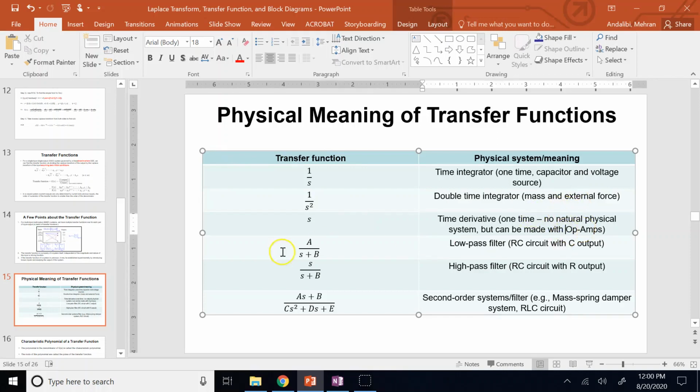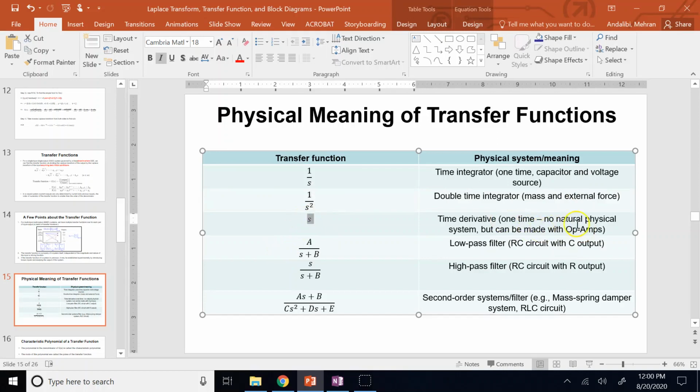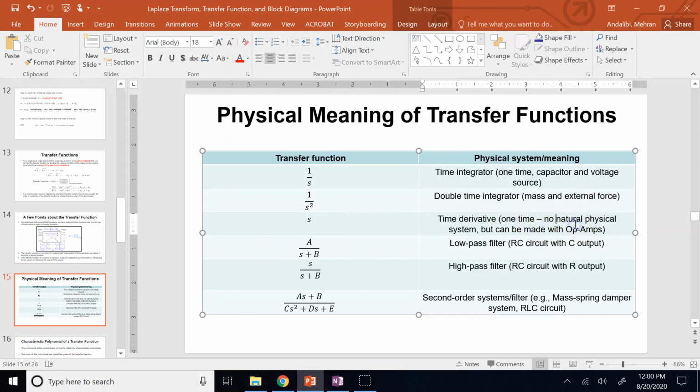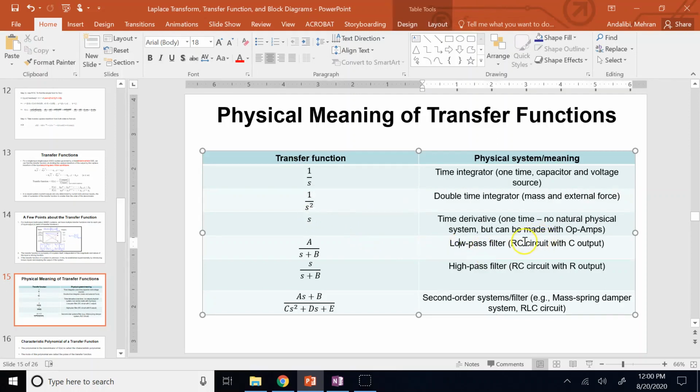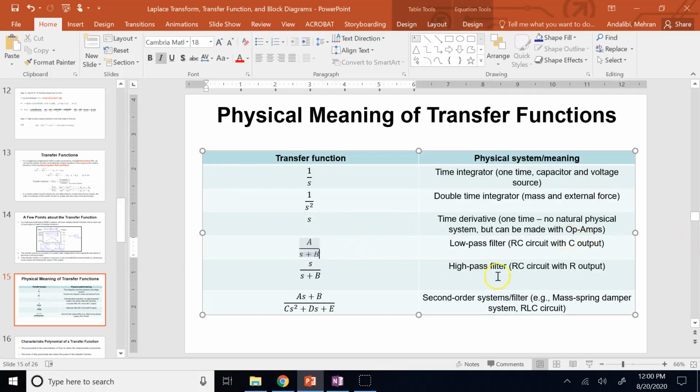No physical system can do s because it's not causal, but with op-amps, operational amplifiers, with transistors, you can approximately make this. If you have an RC circuit, resistor capacitor with capacitor output, you can make a low-pass filter. If you put the resistor as the output, you can make a high-pass filter. And then a mass spring damper system or resistor, inductor, capacitor circuit can be, in general, a second order system, okay?